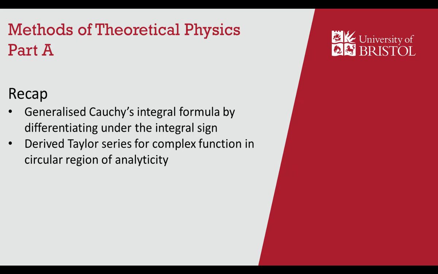As a quick recap of the previous video, we looked at the generalized Cauchy integral formula, and we got that by differentiating the original Cauchy integral formula under the integral sign. This allowed us to relate the value of a function and of all of its derivatives to the values of that function along a contour enclosing the point of interest. We also derived the Taylor series for a complex function in a circular region of analyticity. And we did this by identifying coefficients in a power series expansion as the function's derivatives. We then looked at 1 over z as an example.